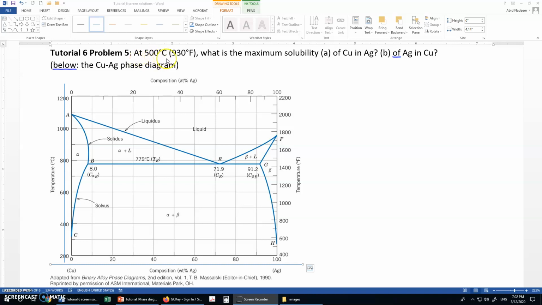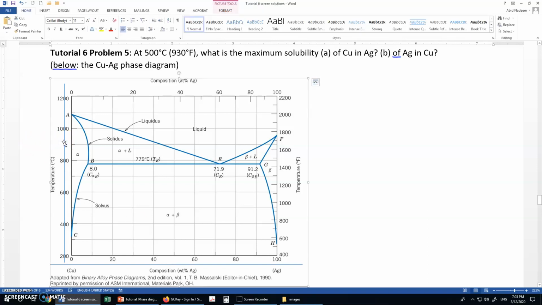Problem 5. At 500 degrees centigrade, what is the maximum solubility of copper in silver and of silver in copper? So refer to this phase diagram. On this copper-silver phase diagram, I have drawn two guidelines. I can move this vertical guideline over here.